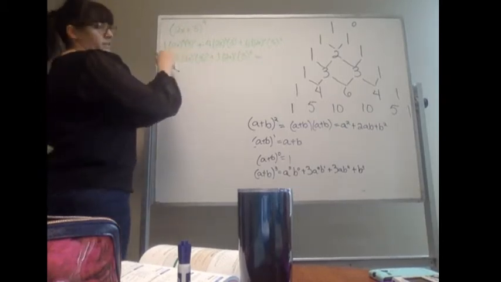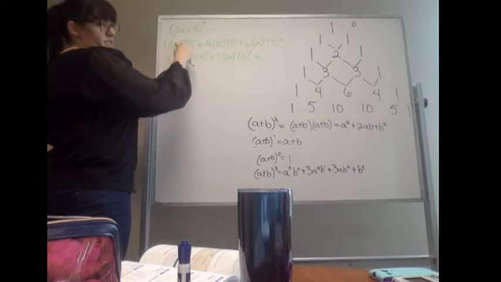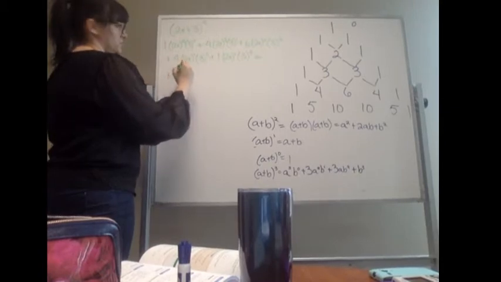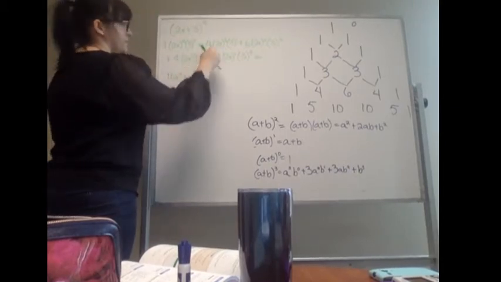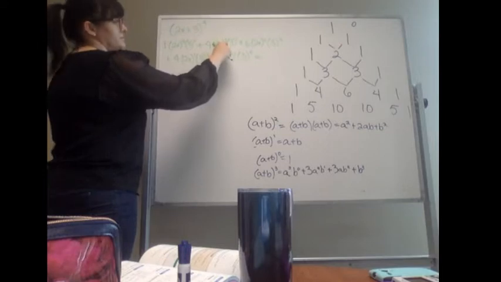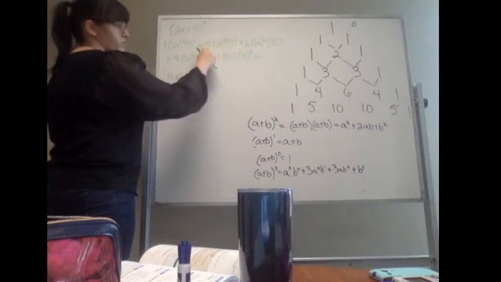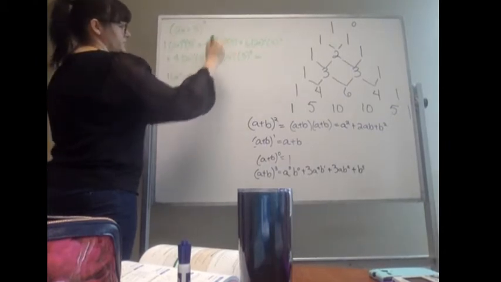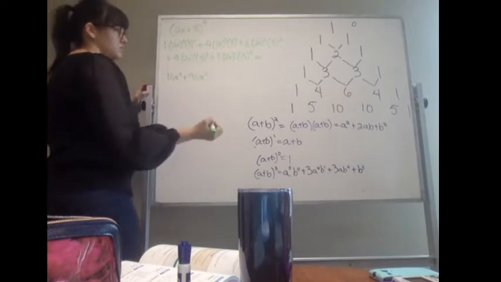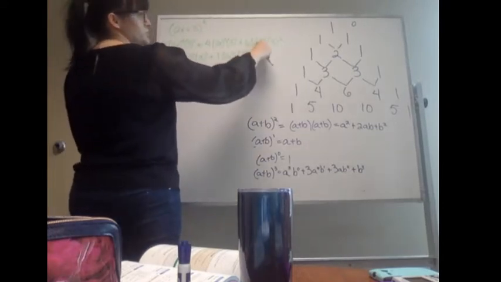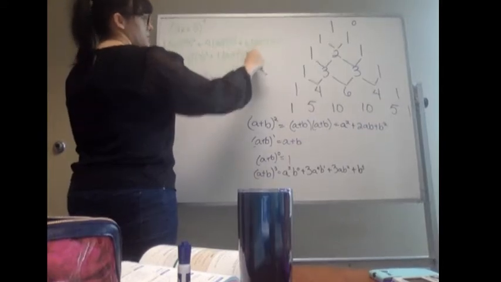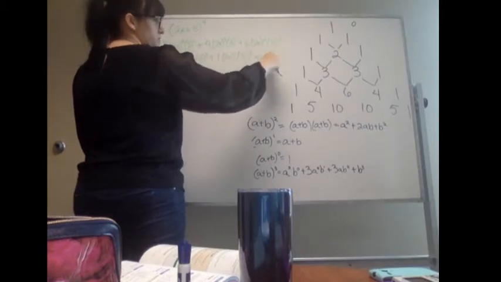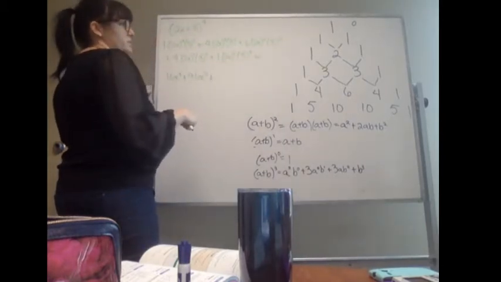1 times anything is itself. 2 to the 4th is 16. x to the 4th is x to the 4th. And 3 to the 0 is 1. Here, 2 cubed is 8, times 4 is 32, times 3 is 96, and x cubed. Plus 2 squared is 4, times 6 is 24, and then 3 squared is 9. So 24 times 9 is 216.